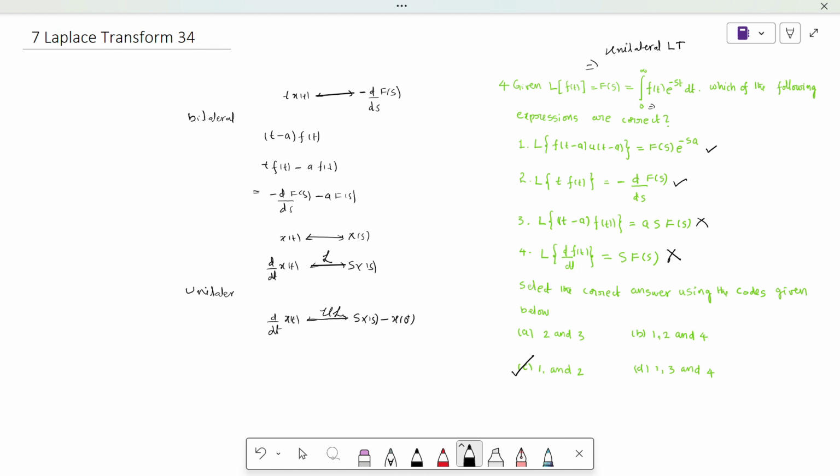Whether it is a unilateral Laplace transform or a bilateral Laplace transform, there is only one property that differs between the bilateral and unilateral. That is the differentiation property, differentiation in the time domain. In the bilateral, the differentiation property is just X of s multiplied by s only. But in the case of the unilateral, we need to consider the initial value. That is the major difference.